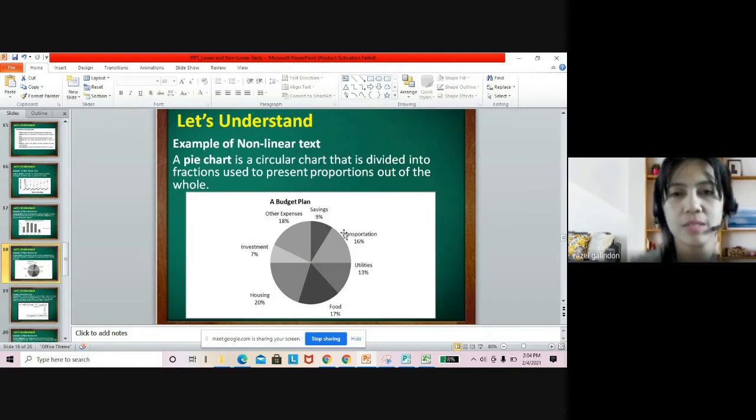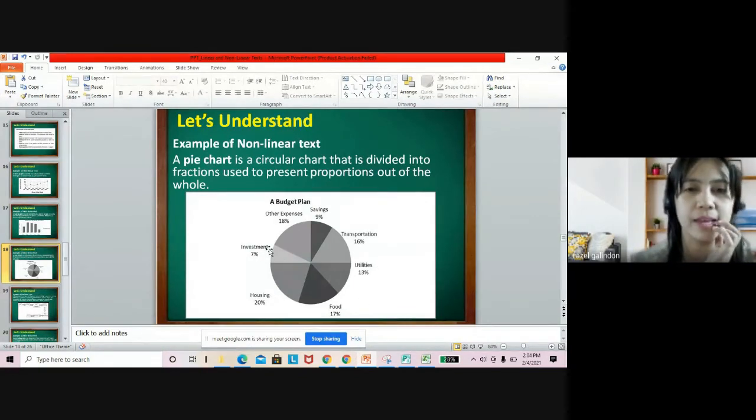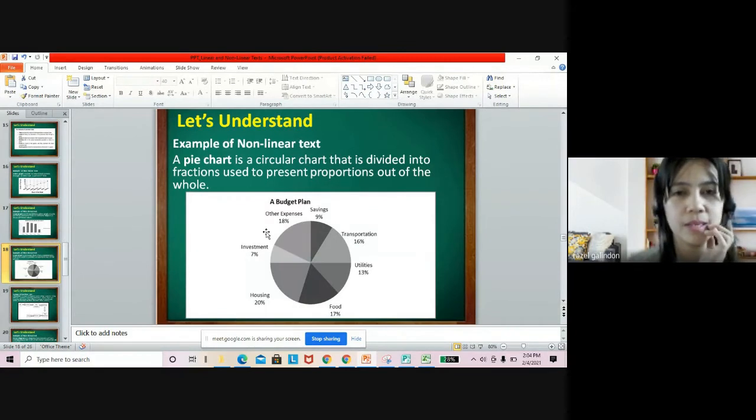So here outside the percentage, we can see the expenses or expenditures of that person: savings, transportation, utilities, food, housing, investment, and then other expenses. And the percentage is written below each of the expenditures. So let's study this pie chart.